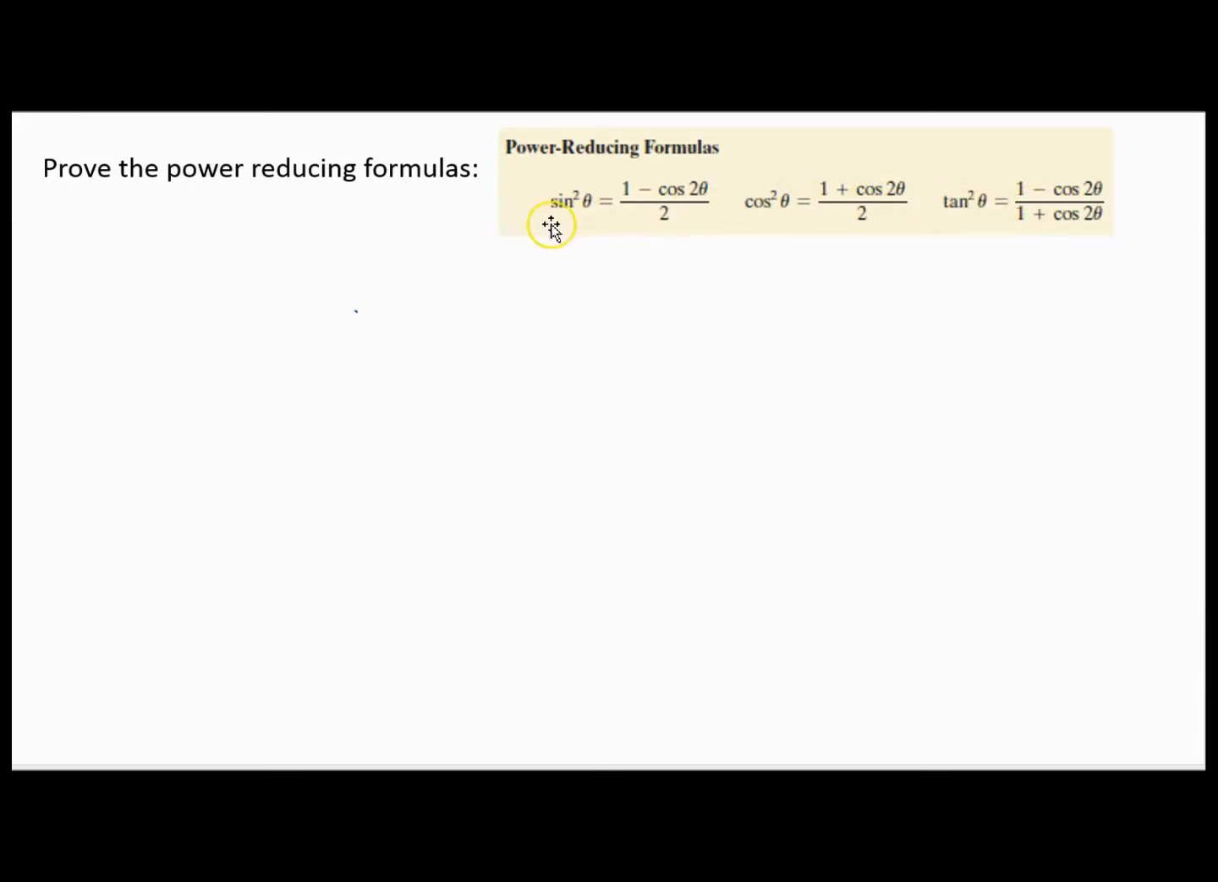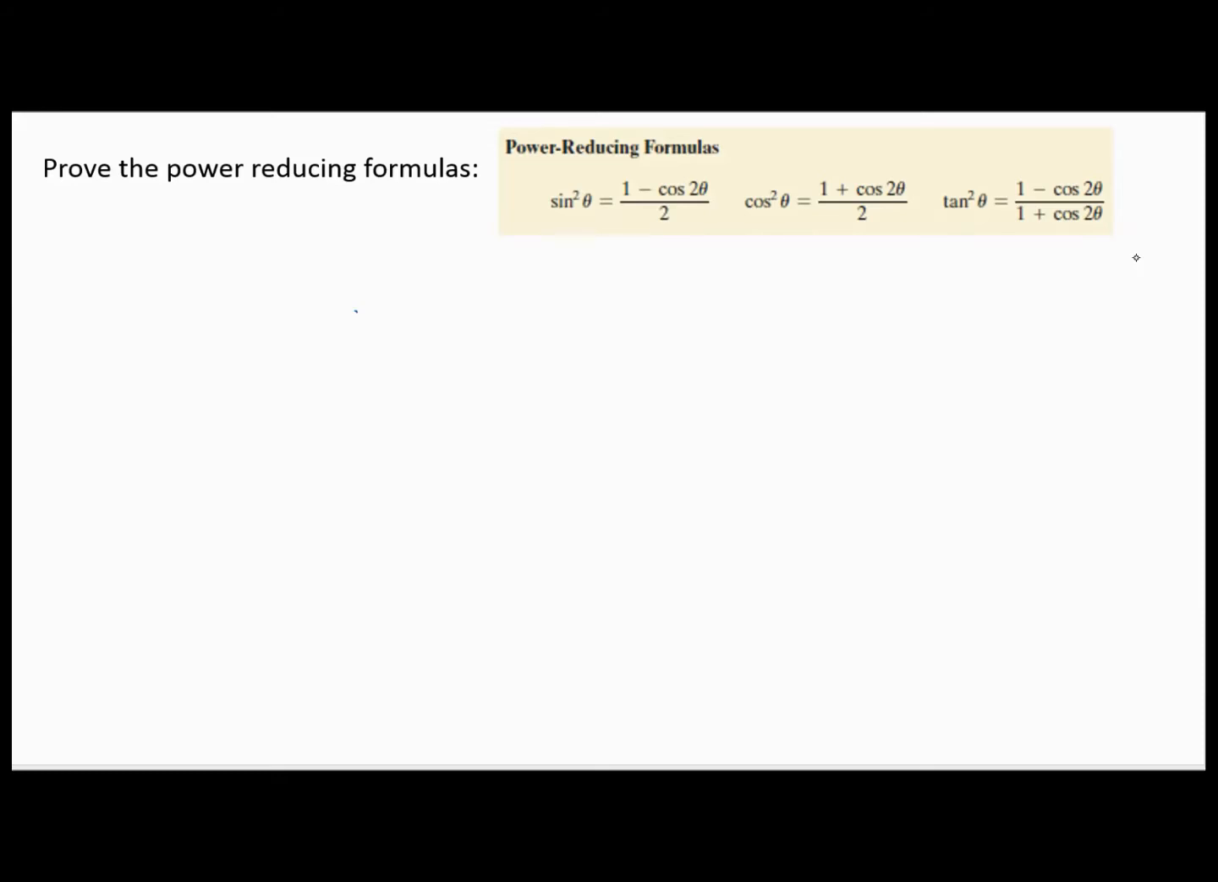So you'll be given problems that have a sine or a cosine or a tangent raised to a power, but you need to rewrite with trig expressions not raised to a power. But what we want to do on this page is prove these three formulas.